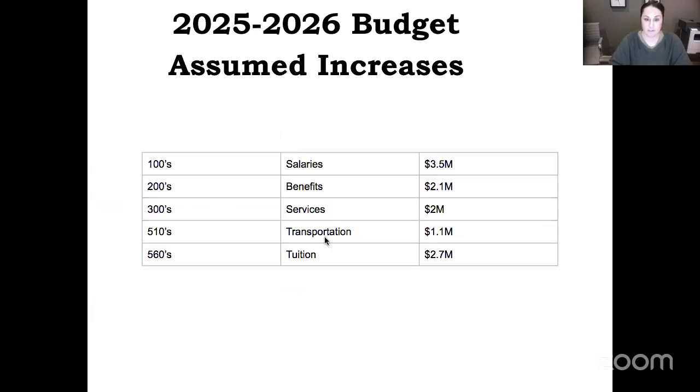Special ed services, the 300 category, that's all of our professional services. We've seen astronomical increases in this area post-COVID. The cost of plans for services that our students are required to have in IEPs solely drives this line item. And I can deep dive into further analysis of some of these categories because I think board members are really going to want to see some of that.